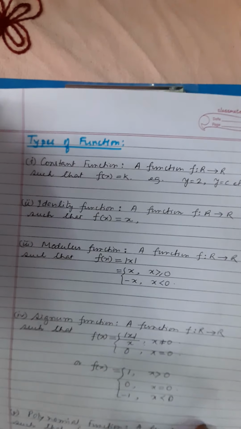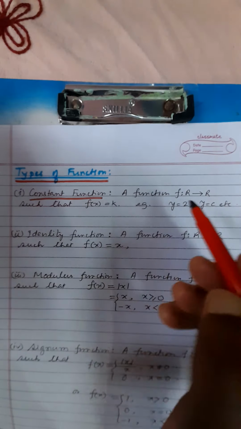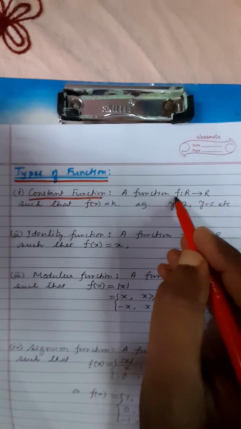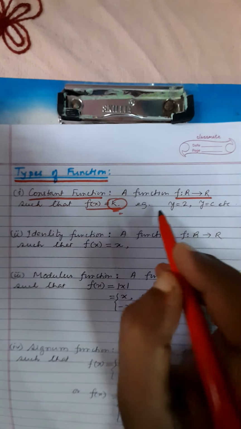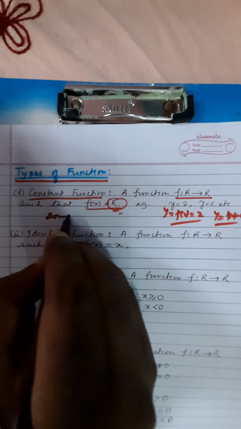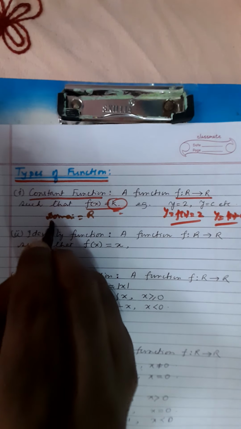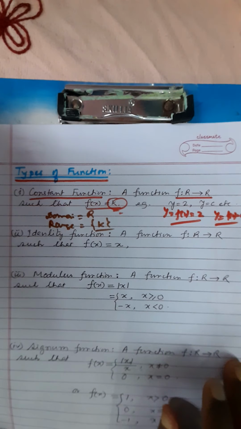Next, see types of functions. What are the types of functions? First, the constant function. A function f: R to R, real number to real number, such that f(x) = k, where k is any constant. Suppose y = f(x) = 2, or y = f(x) = c, etc. That type of function is called a constant function. And here, what is the domain? Domain is R. And what is the range? The range is whatever the constant is, that is k. That is the constant function.